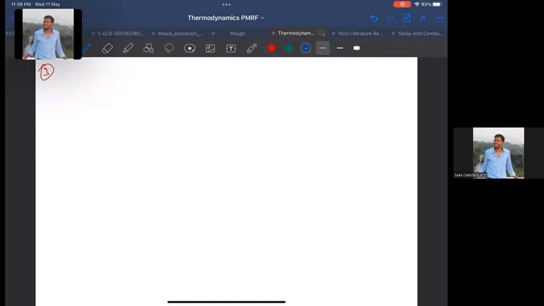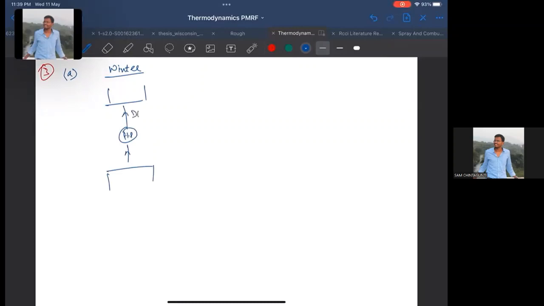Okay, this is nice. If the outside temperature in winter is 5 degrees centigrade, what is the minimum power required to drive the pump? So let's do the A part first. So it is winter and it is a heat pump.